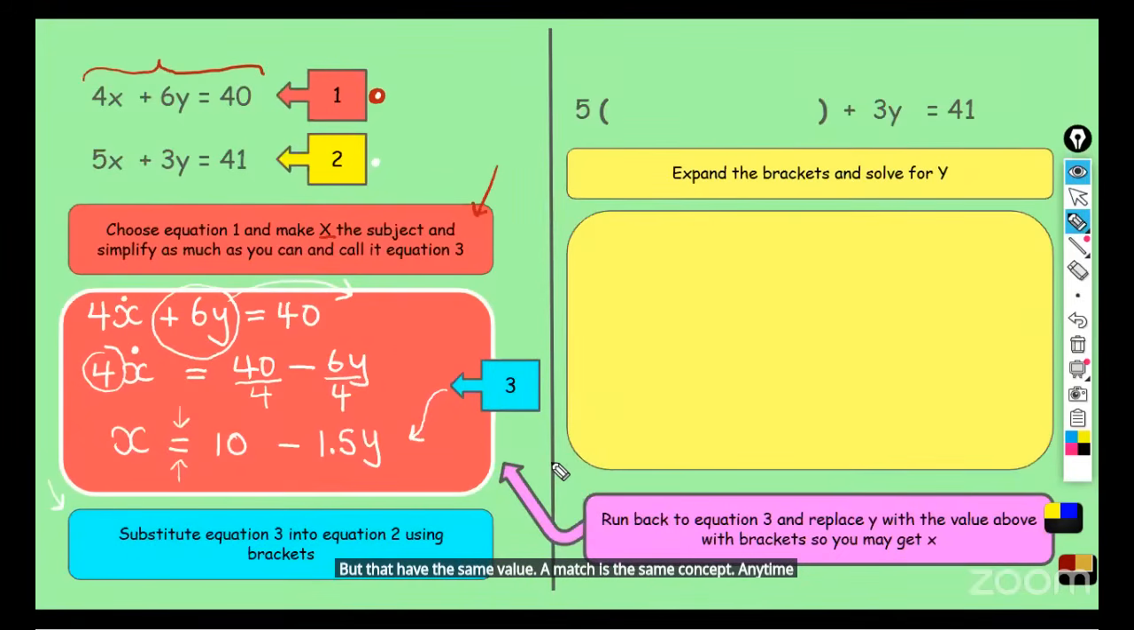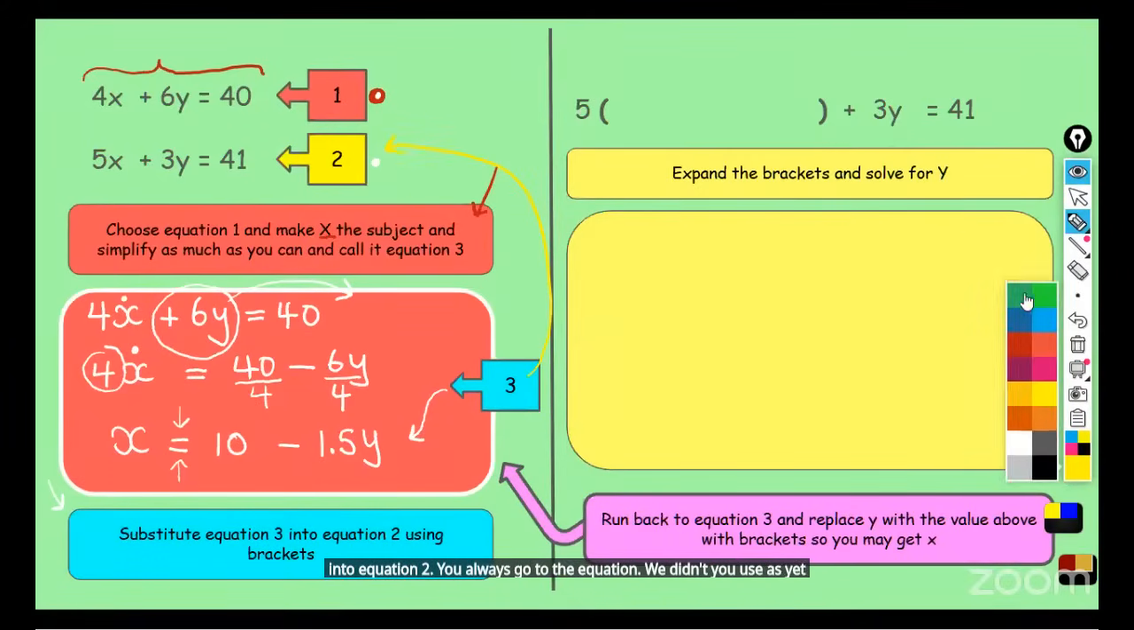Anytime you have two things that are equal in value, it's okay to throw one away and replace it with something looking different if it has the same value. So here's what we're going to do. We used equation 1 already. We made an equation 3. We're going to substitute equation 3 into equation 2. You always go to the equation we didn't use as yet.